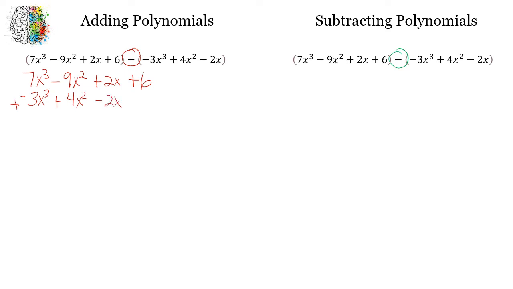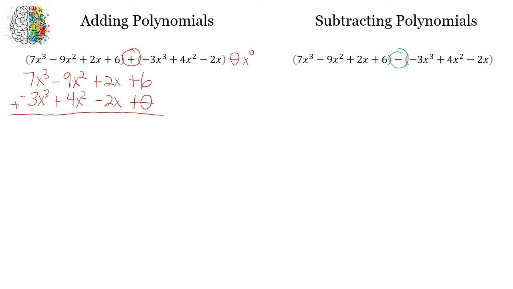And you'll notice that there isn't an x to the 0 on this last one, which just means that that coefficient is a 0. So I can put the 0 there as a placeholder. You can also leave it blank, but I find that putting a 0 there helps to make sure that I've got all of my terms.